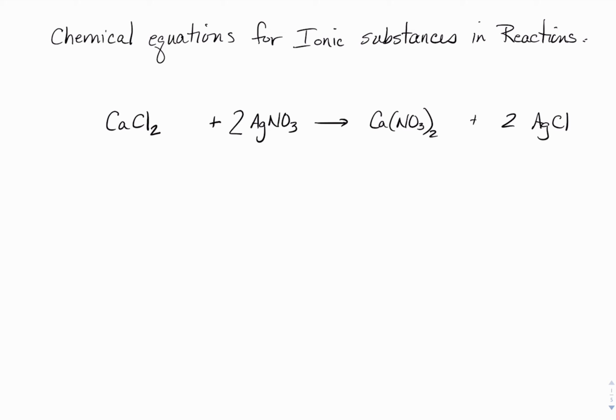We're going to learn how to write chemical equations for ionic substances in chemical reactions. The reason we want to write chemical reactions in a slightly different way for ionic substances is because ionic substances, when dissolved in a solution, actually dissociate into ions, and so they're not actually in the form of a molecular compound like covalent compounds are.